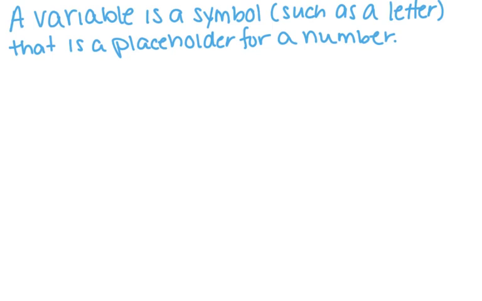Lesson summary. A variable is a symbol, such as a letter, that is a placeholder for a number. An example would be the formula for area of a rectangle, which is A equals L times W. L tells us that that's going to be our length, and W tells us that that's going to be our width. So when we have a rectangle, we can plug in the numbers for the letters.